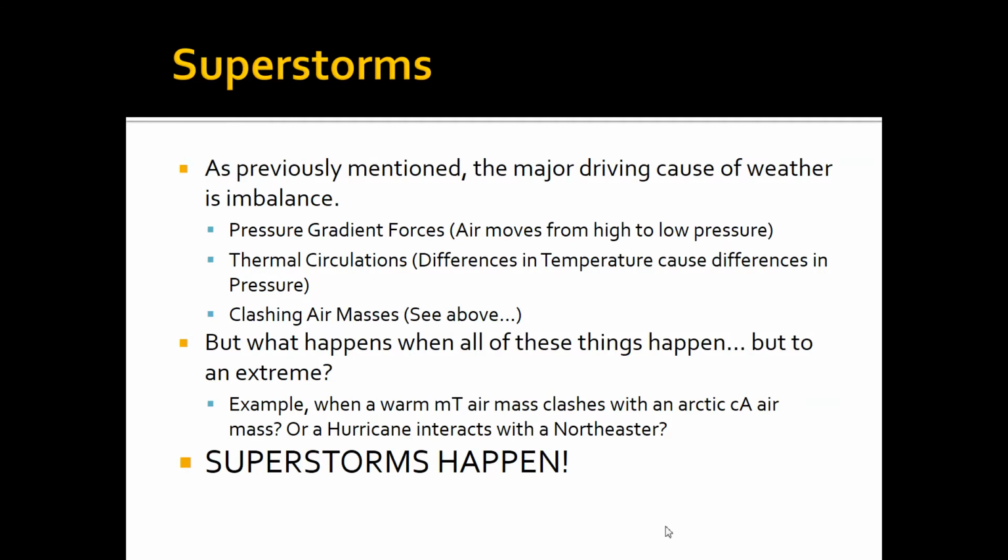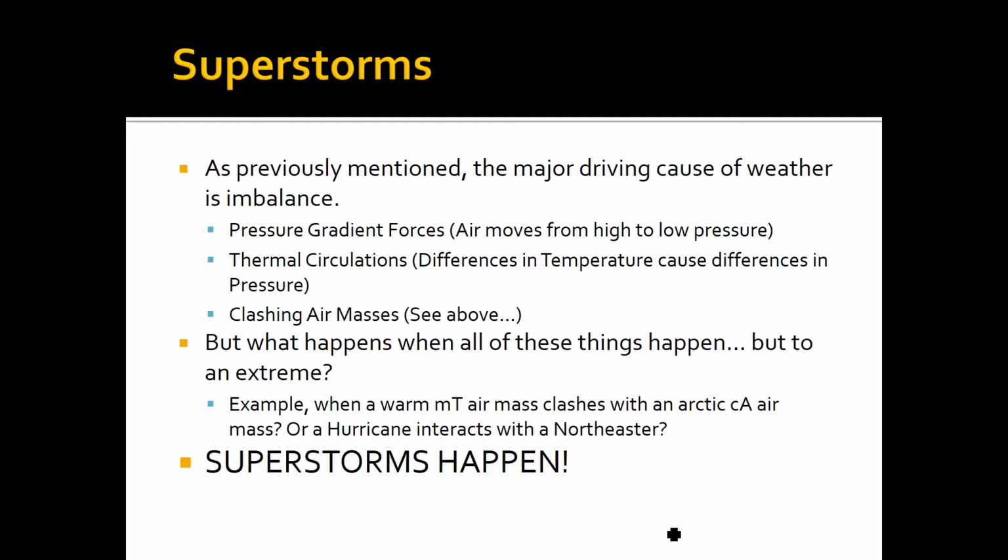Well, a superstorm is caused by some kind of major imbalance. We've already talked about the fact that weather is caused by imbalances. However, most of the time those imbalances are very small and they're spread out over a large area. However, there are some times when you have a warm tropical air mass colliding with a cold Arctic air mass, and you have the hottest of the hot and the coldest of the cold colliding together. And that can create tremendous pressure gradients, tremendous temperature gradients, tremendous amounts of rain and wind, and tremendous storm systems.